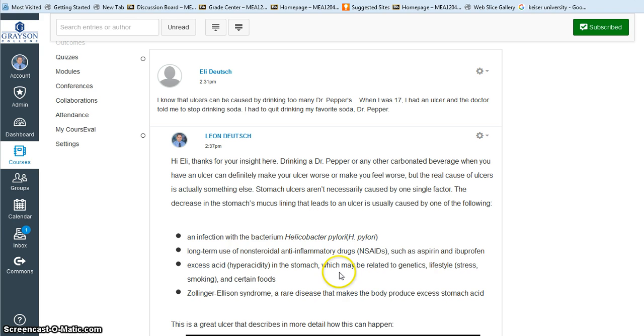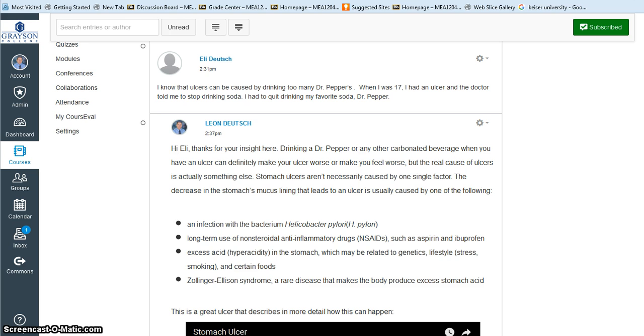So in this example, the student Eli said, "I know that ulcers can be caused by drinking too many Dr Peppers. When I was 17, I had an ulcer and the doctor told me to stop drinking soda. I had to quit drinking my favorite soda, Dr Pepper." So that's not accurate as far as what causes ulcers.